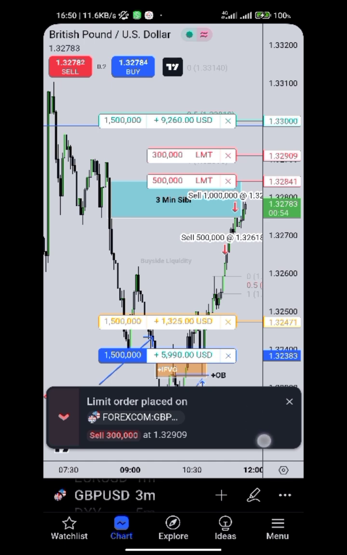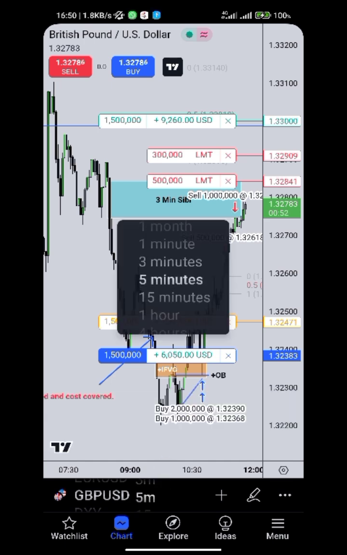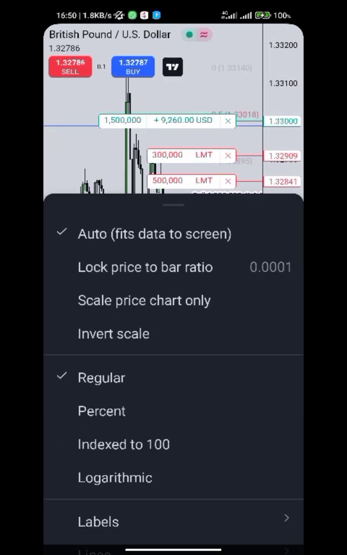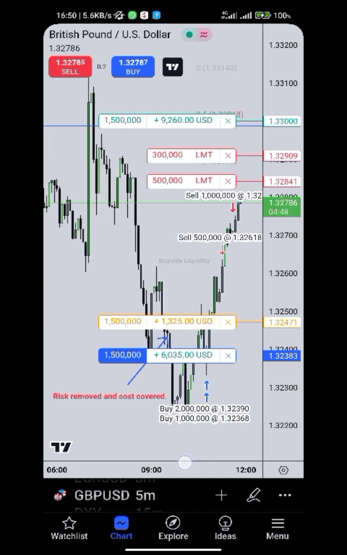There you go. I think this view here is a lot better. For me, I don't like so many colorations. I don't like it. So let's see how price runs.